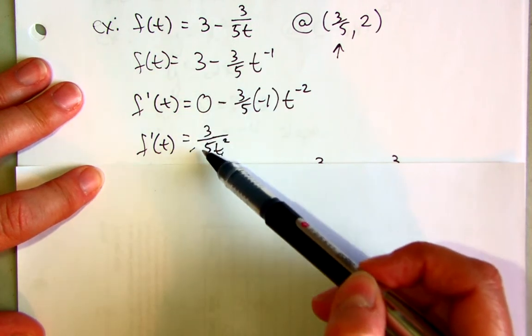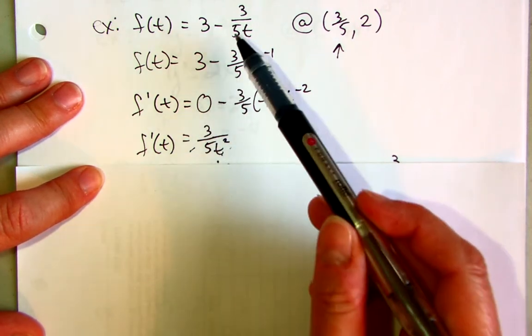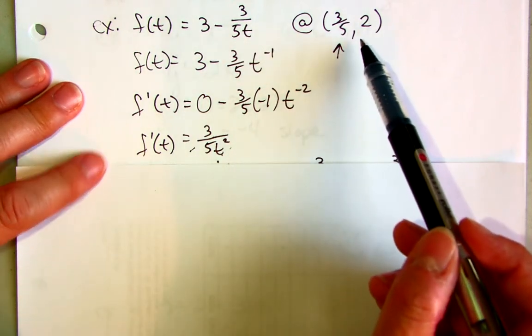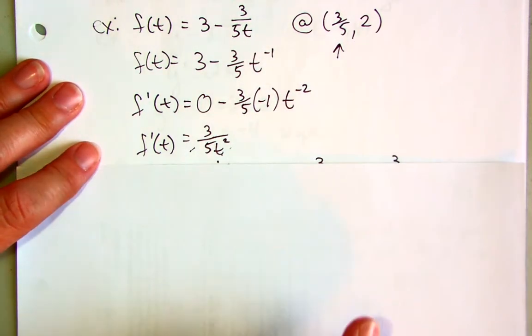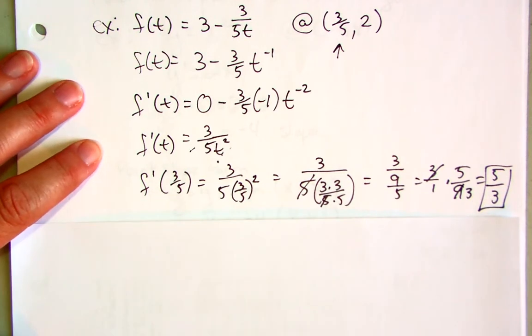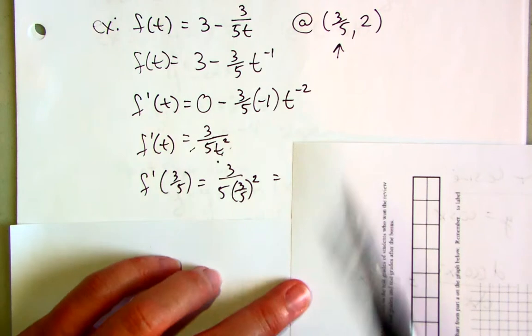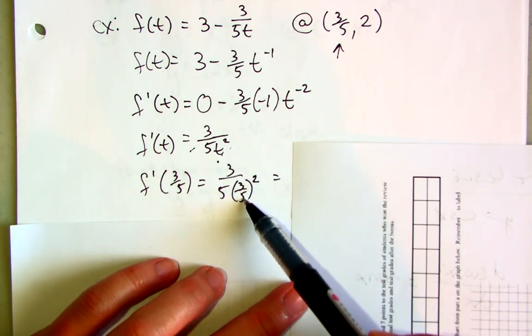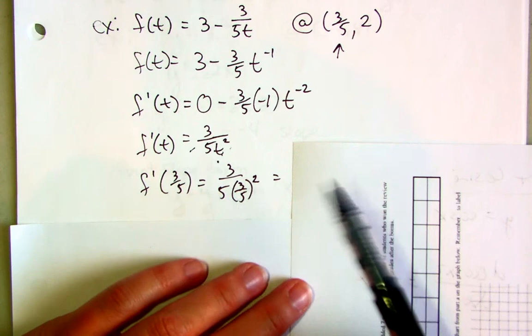But I wanted to find out, there's my generic slope anywhere on this function, my generic slope of the tangent line to any point on this function. But I want to do it at this very specific point. So let's put in that x value, or t value, 3/5. Okay, don't let this overwhelm you. I'm going to cover this up so you don't overwhelm yourself. So I'm going to substitute in 3/5 for t. Make sure you put parentheses and it's squared.